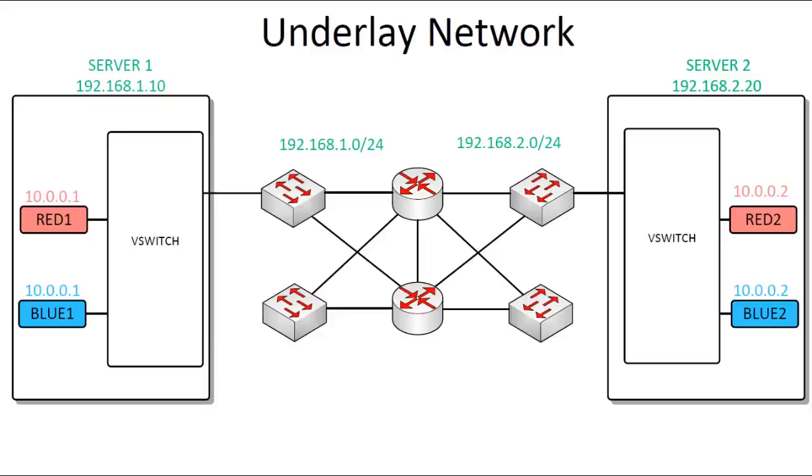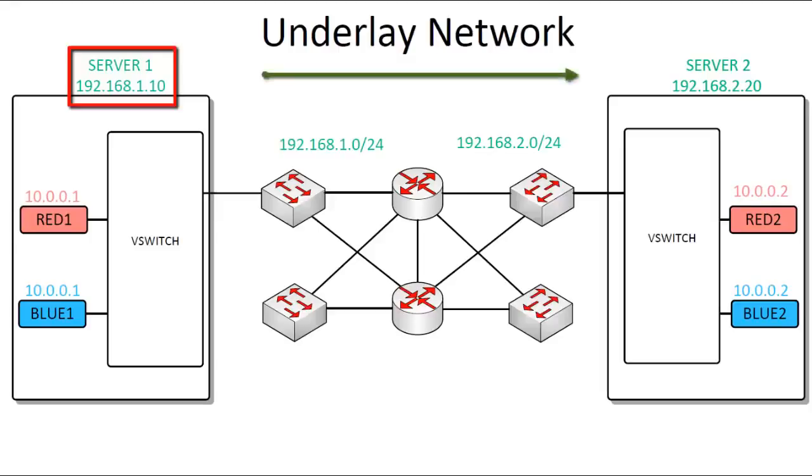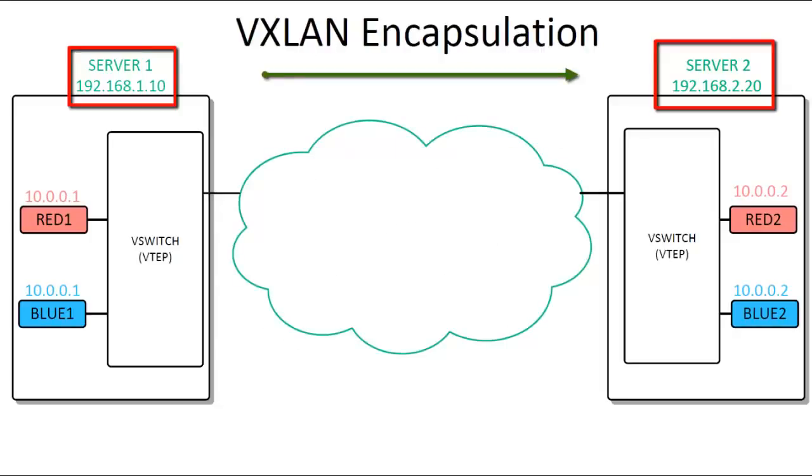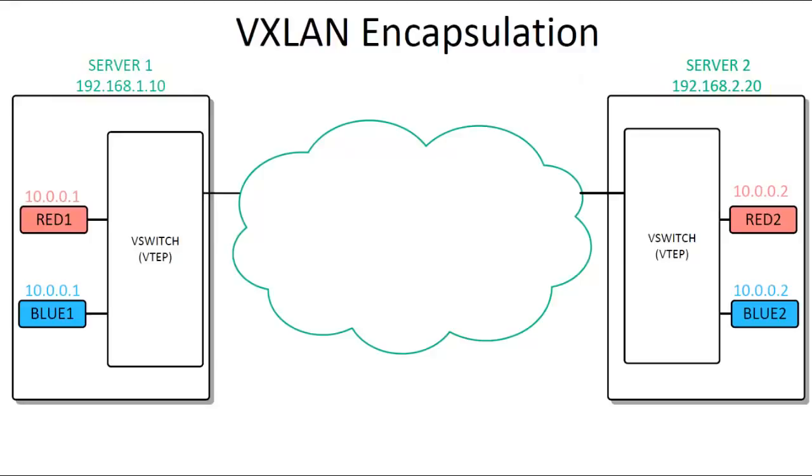So in this example, that means server 1 with an IP of 192.168.1.10 can reach 192.168.2.20 on server 2. With this assumption, the details of the underlay network can be abstracted away. VTEP learning. Again, the virtual switches will act as virtual network endpoints. In VXLAN, this is called VTEPs, or virtual tunnel endpoints.